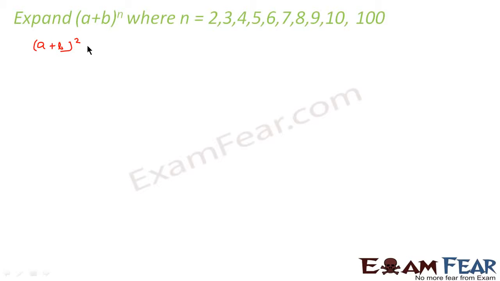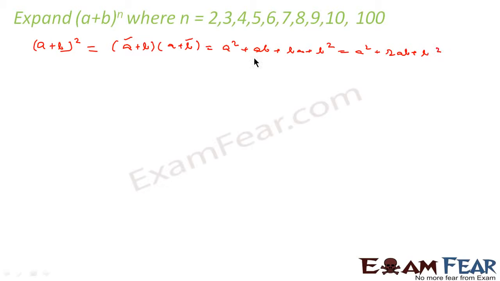what we will do is say (a + b) into (a + b). And this is equal to a into a, which is a square. a into b is ab. Now b into a is ba. And the last is b into b, which is b square. So what we got is a square plus ab plus ba plus b square. We can also say a square plus 2ab plus b square.